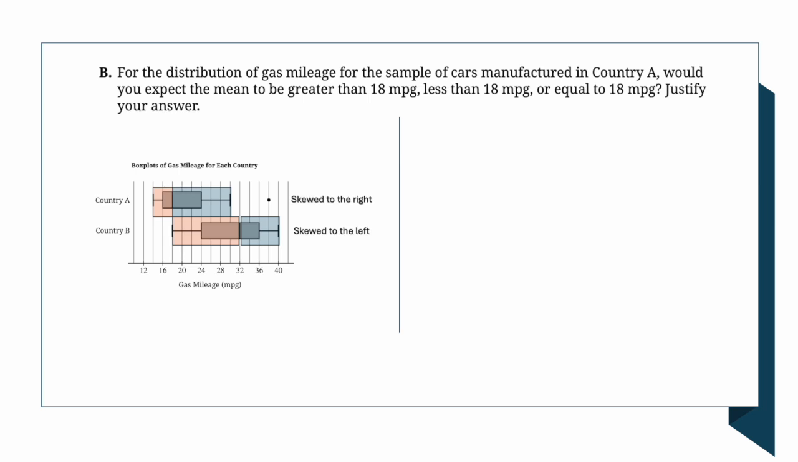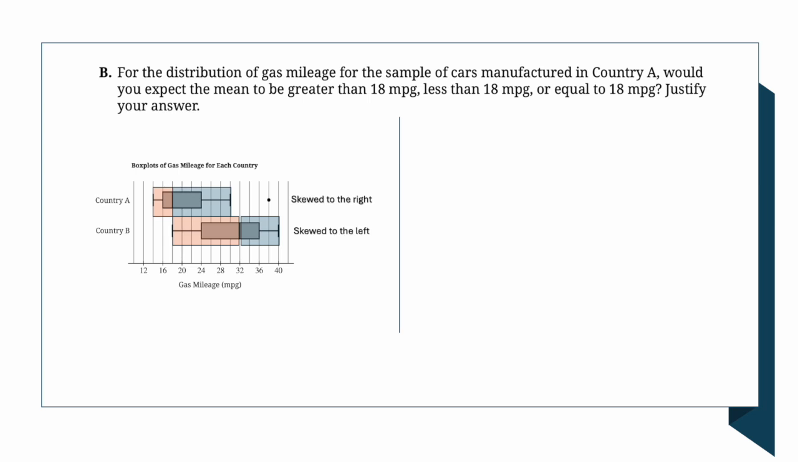And let's look at country A's distribution. Country A has a median of 18 miles per gallon. So the question is, is the mean going to be greater than, less than, or equal to the median? To decide that, we have to see whether the distribution is skewed to the right or to the left. We can see that for country A, the distribution is skewed to the right. And we know that when the distribution is skewed to the right, the mean moves towards the direction of the skewness or outliers.